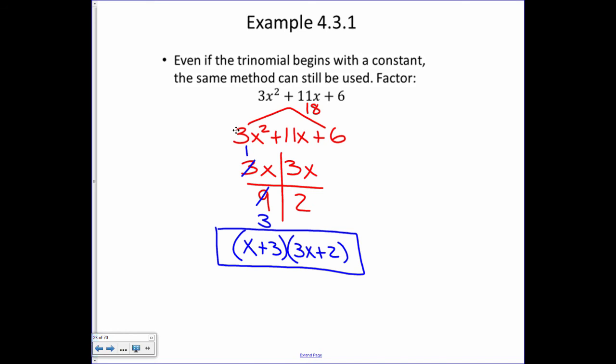So if that first term is not a 1 and you want to use this method, make sure that when you get down to the box, each side will not reduce. And remember that you can always go back and check your answer by multiplying.